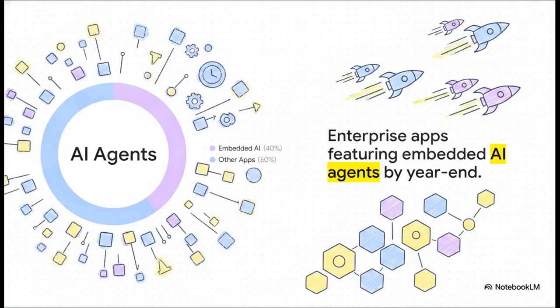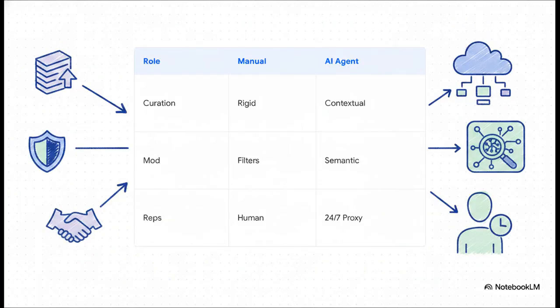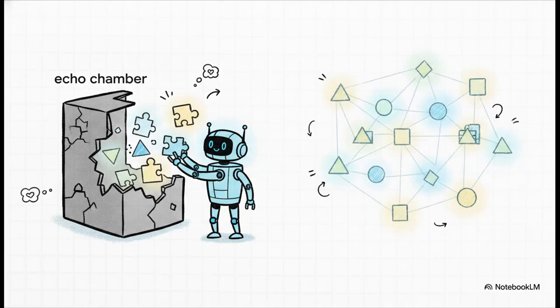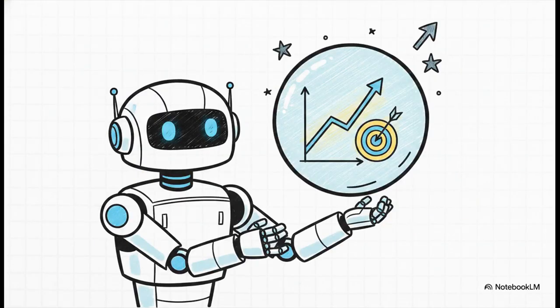And the clock's ticking. Gartner predicts 40% of enterprise apps will embed these smart agents by year's end. So what does this mean for our social networks? Well, three pivotal roles are getting a massive AI upgrade. First up, curation. Think of agents as your digital archivists, smashing echo chambers to deliver deep, contextual intelligence. It's wild. Specialized agents like Noemo's AI actually predict how your content will land before you even hit post.